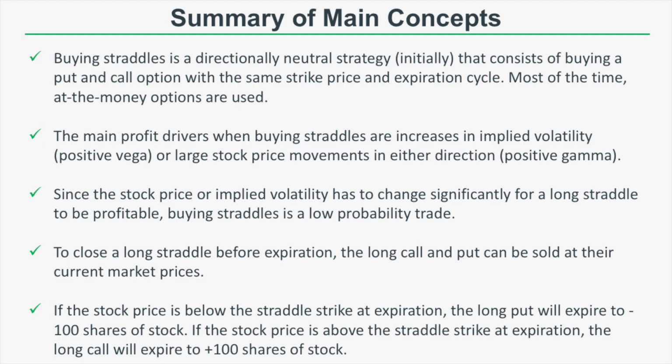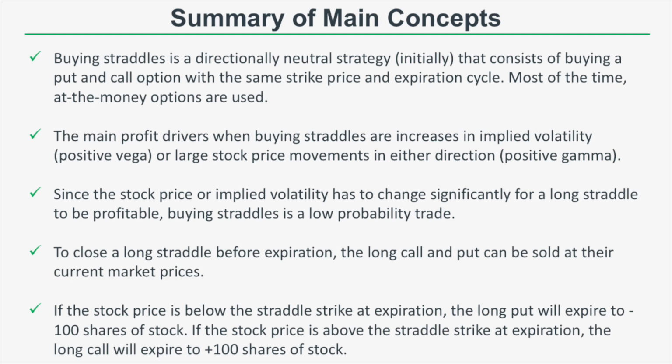Alright, now let's quickly summarize the main concepts from this video. So first and foremost, buying straddles is a directionally neutral strategy that consists of buying a put and call option with the same strike price and expiration cycle. Now most of the time, at-the-money options are used. Now the main profit drivers when buying straddles are increases in implied volatility because a long straddle has positive vega, or large stock price movements in either direction because a long straddle has positive gamma.